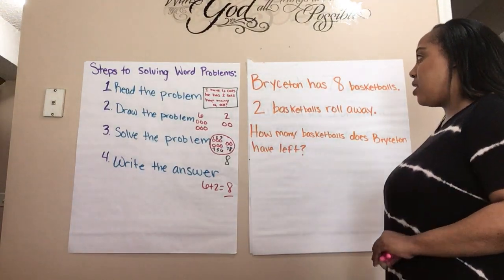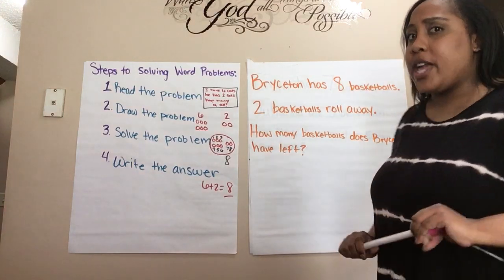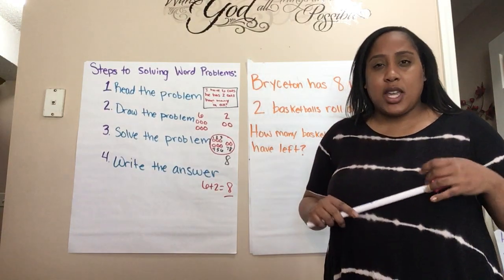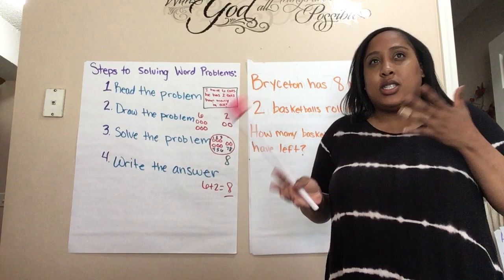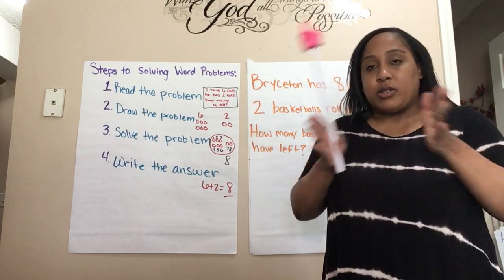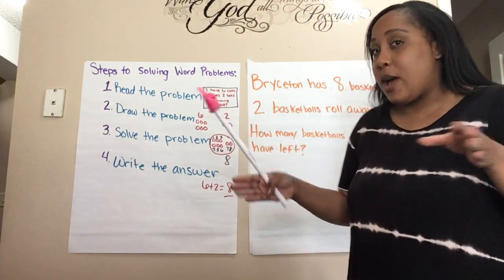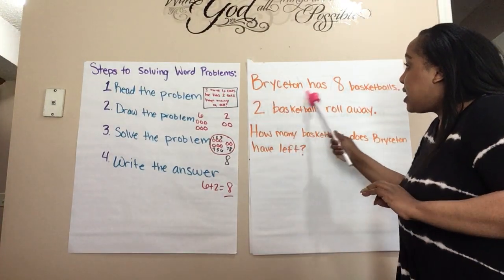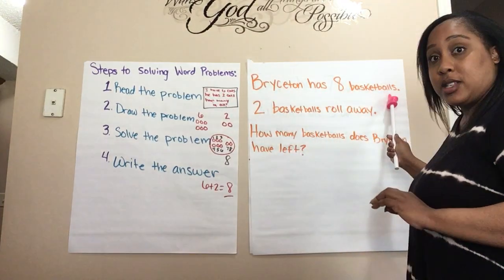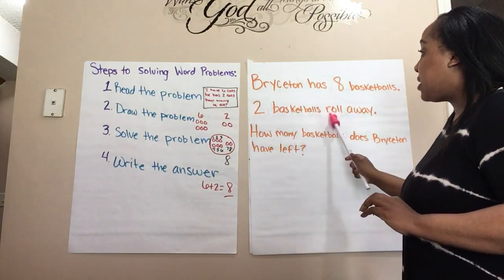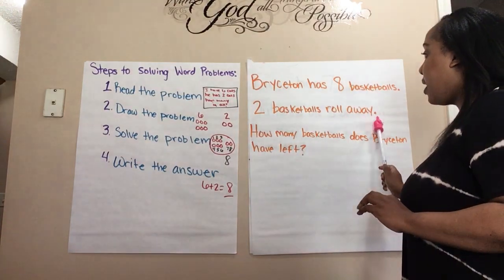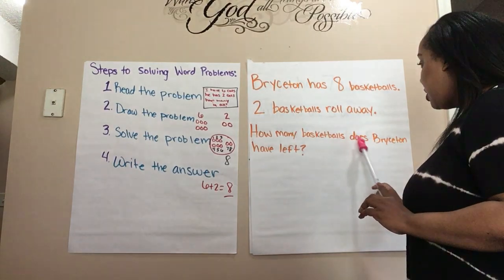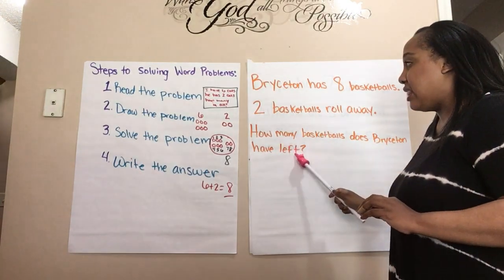Let's read that again. Think about what you may have to do in this problem. Think about, is it addition or is it subtraction? Are we putting numbers together or taking numbers away? Listen very closely. Bryson has 8 basketballs. 2 basketballs roll away. How many basketballs does Bryson have left?